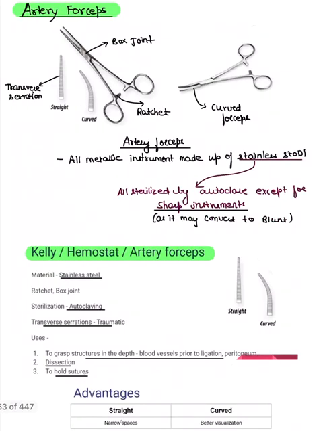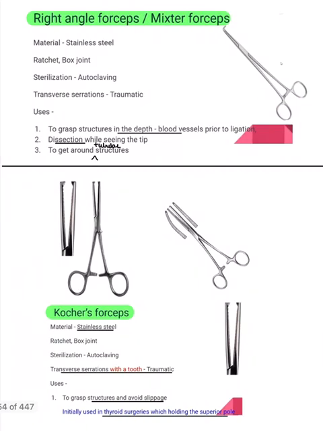This is simple, I think no confusion. See, artery forceps. So what will this artery forceps have, guys? You will have a joint, okay, and here you have a ratchet because we need to close it, and we have transverse serrations, which means this is relatively traumatic, guys, okay. This is important here, okay.